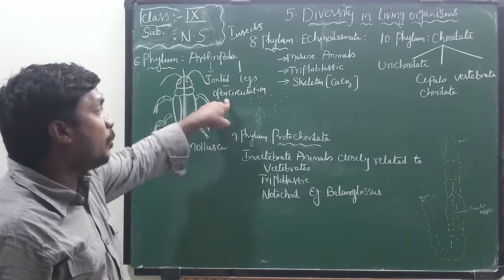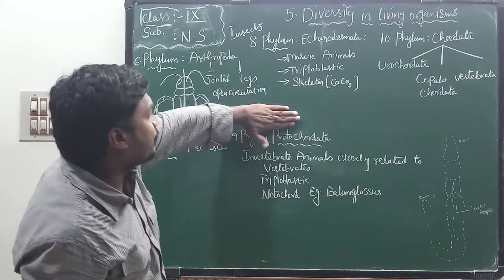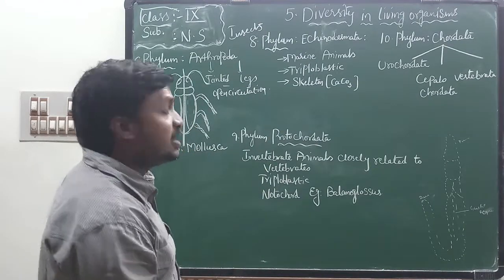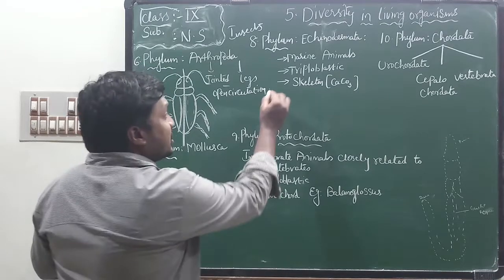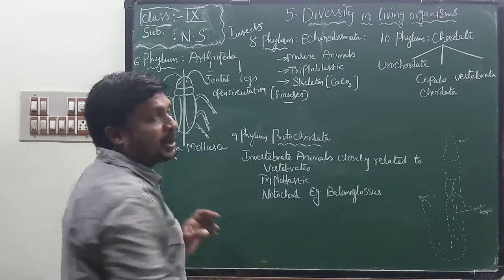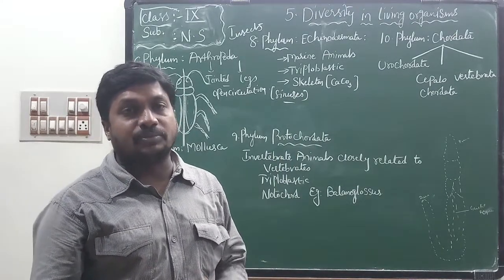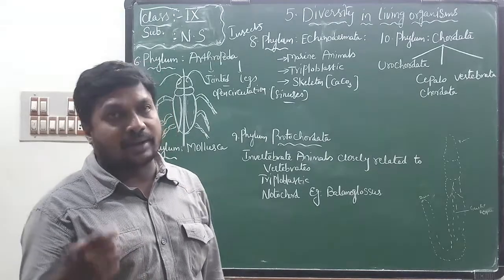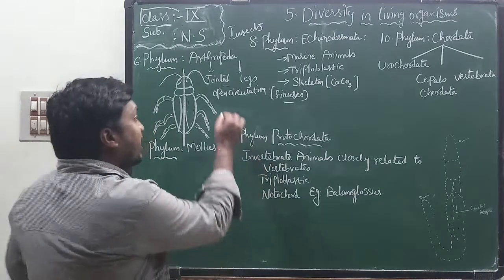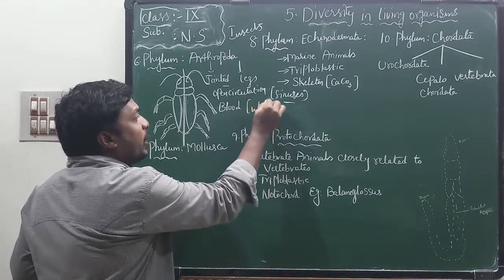They have an open circulatory system. What is meant by open circulatory system? Open circulatory system means they do not have any blood vessels. So blood flows in empty spaces known as sinuses. This is very important from the 10th class point of view also. In which group of organisms can we find an open circulatory system? One is Arthropoda. Here, blood is white in color.